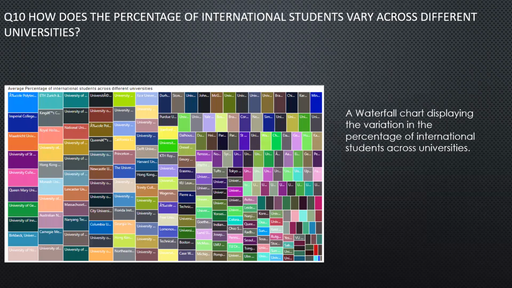So this is, how does the percentage of international students vary across different universities? So investigating any patterns or outliers in the distribution in this stream map, among various universities, these institutions are all outliers because they enroll a disproportionately large number of foreign students compared to other universities.